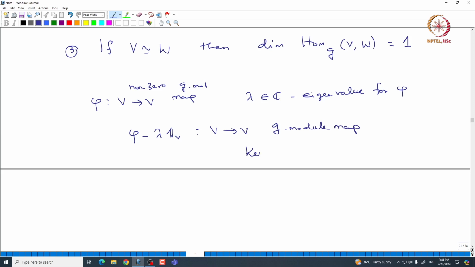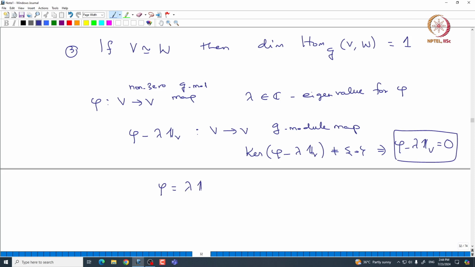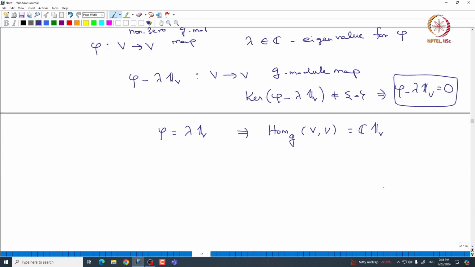Note that the kernel of phi minus lambda identity is non-zero. Since the kernel is a non-zero submodule of V and V is irreducible, the kernel should be all of V. So, the map should be the 0 map, which forces phi to be exactly lambda times the identity. That means the space of all G invariant maps is one dimensional, spanned by the identity. Now, let us look at the third statement. Let xi be a non-trivial isomorphism from V to W.